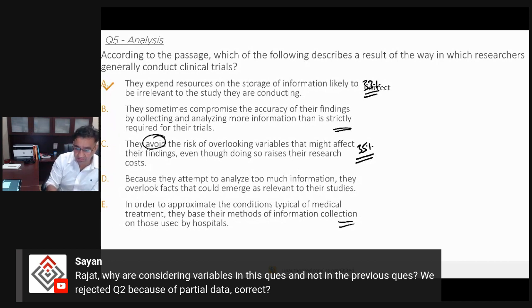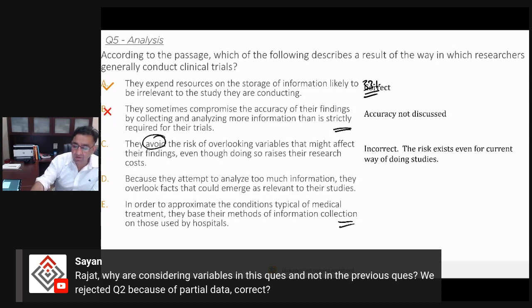Actually, they don't avoid the risk. Choice A is our correct answer, by the way. The risk exists even in their way of doing things. According to the author in the passage, yes, there is risk when you limit variables, but then the author says the risk is never entirely eliminable. In the passage, if you remember, the author uses the word never. It is never entirely eliminable. So they do not avoid this risk, which is why choice C is wrong.